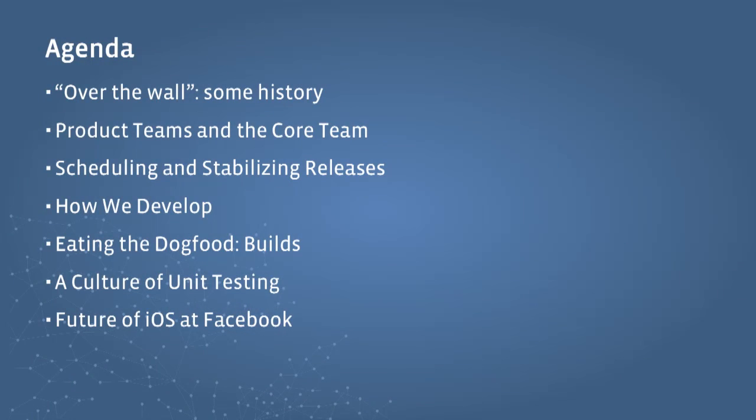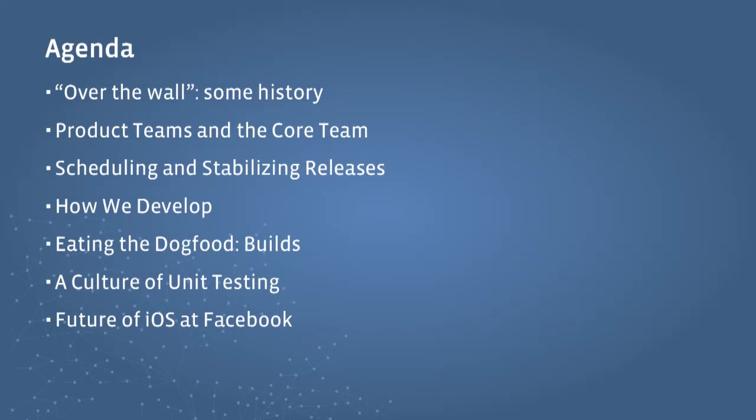So I'll start with talking about some history, right? A lot of you know that recently we decided to rewrite the app in native code for version 5.0. So I'll talk about the way we came to that decision and how we actually executed that. I'm going to talk about the breakdown that we have at Facebook between the core team, which I'm on, and the product teams, which develop the products, the ones that you actually use day to day.